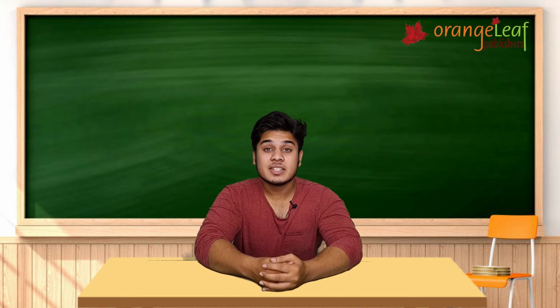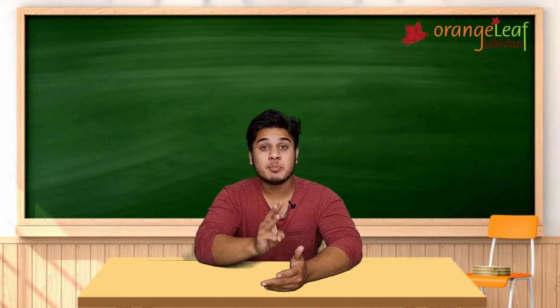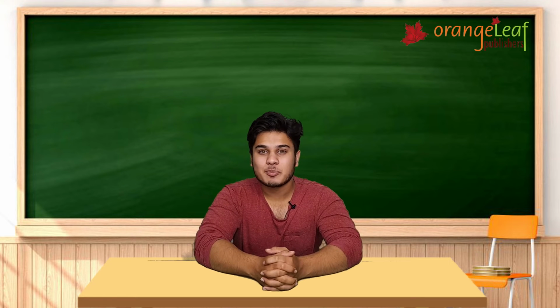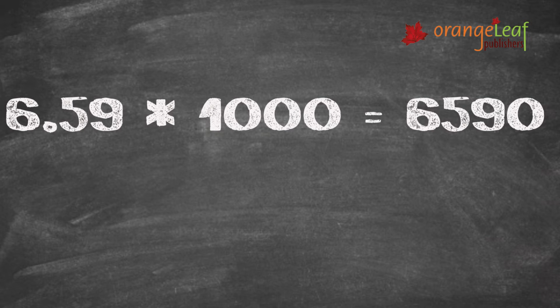On multiplying a decimal number by 1000, we see that the decimal point moves 3 places to the right of the decimal number. For example, 6.59 into 1000 is equal to 6590.